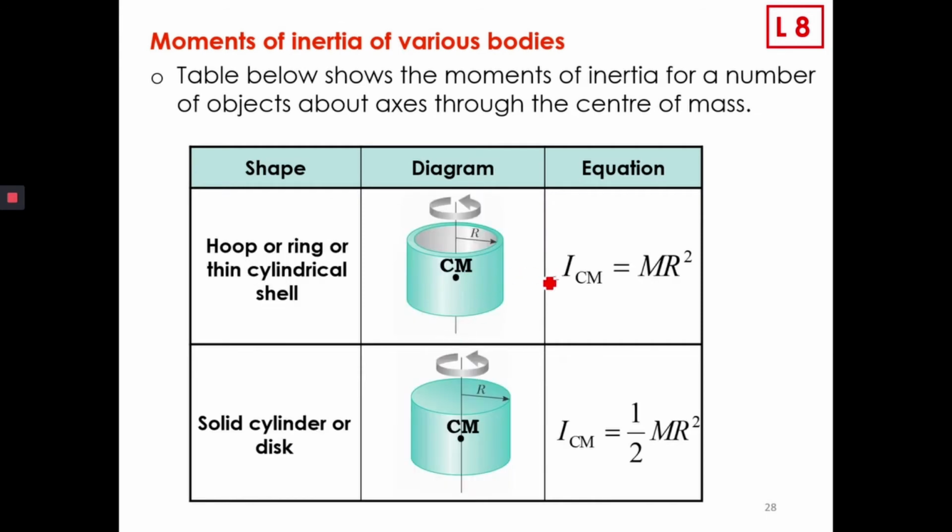This table shows various shapes and the equation for moment of inertia for each. The first example is a hoop or ring, also called a thin cylindrical shell. To calculate its moment of inertia, we use MR squared. For a solid cylinder, the moment of inertia is half MR squared. So the tendency to rotate is half that of the ring, which means the solid cylinder is easier to rotate. The ring has a higher tendency to resist change compared with a solid cylinder or disc.